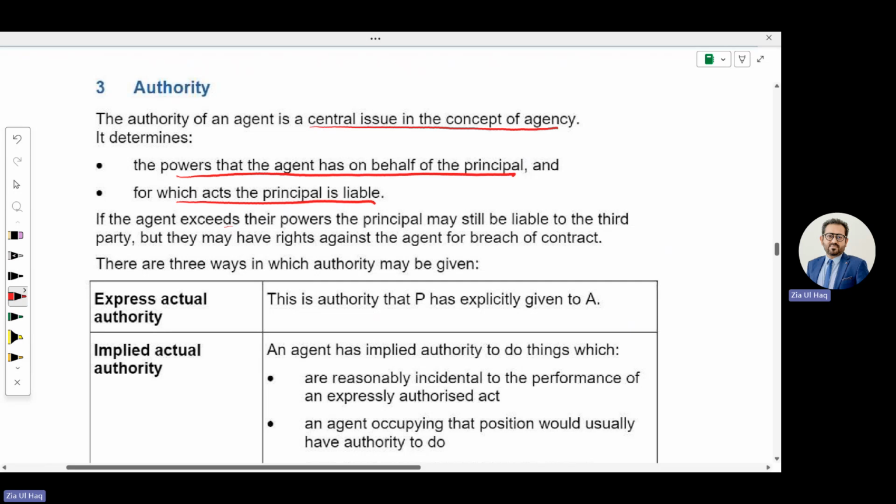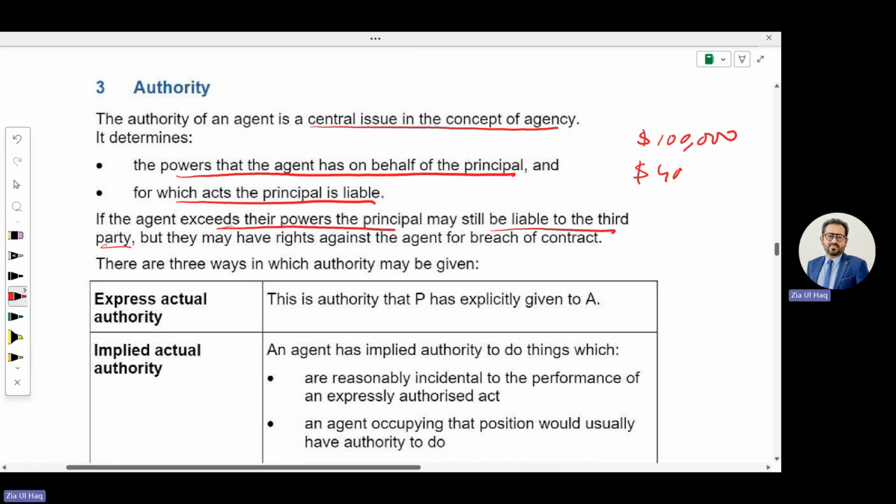If the agent exceeds the power that was given by the principal, the principal may still be liable to the third party, because the third party does not know your agent. If you have given him authority to make transactions up to 100,000 only, not more than this, and above this he needs to involve me, I will see, that was his authority.